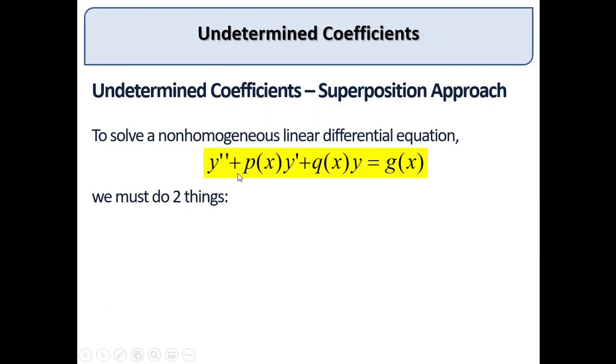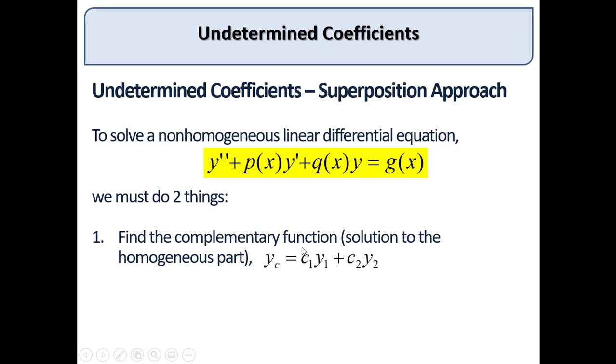Okay, to solve a non-homogeneous linear differential equation, which is in the general form y double prime plus p(x)y prime plus q(x)y equal to g(x), because it is non-homogeneous, we must do two steps. The first is that we have to find the complementary function, which is related to the homogeneous part, the left hand side of the equation, which we learned previously.